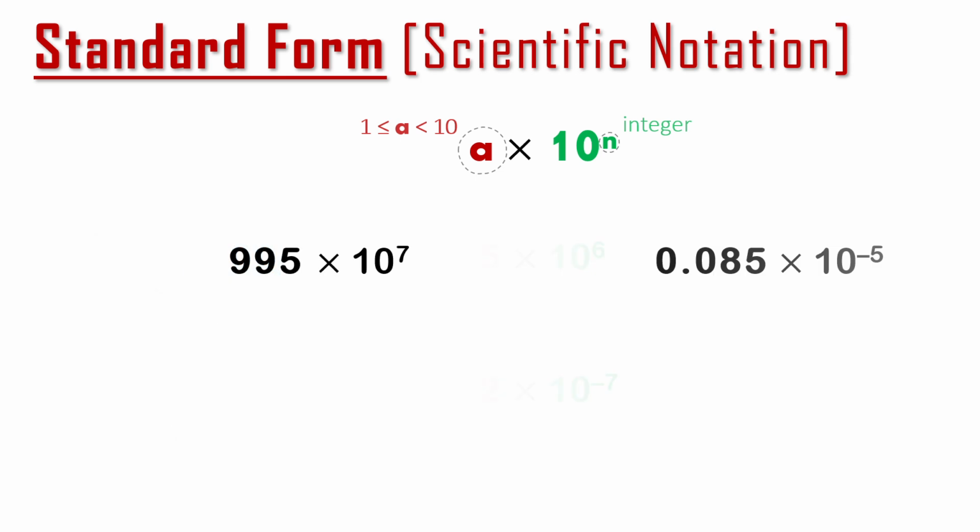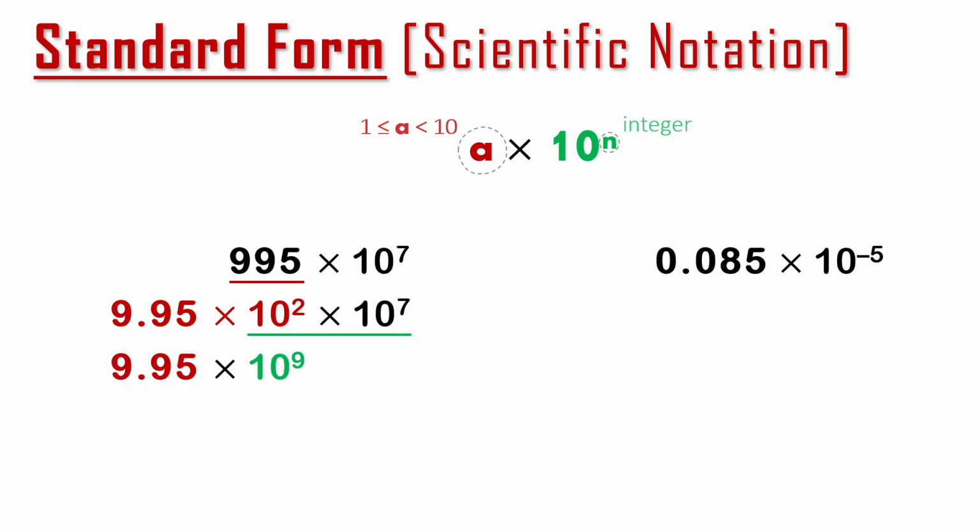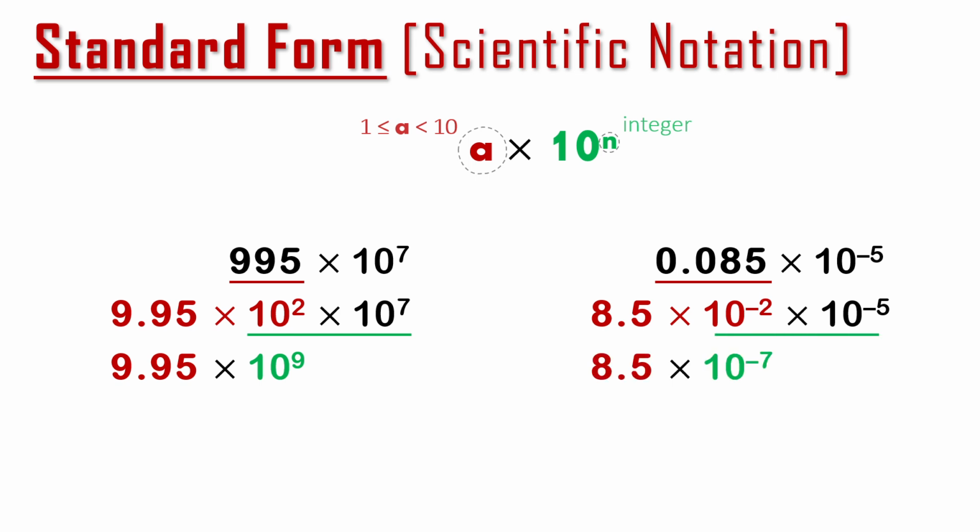What about numbers like these? These guys aren't in standard form yet. Let's fix that. 995 is the same as 9.95 times 10 squared. And when we multiply that with 10 to the 7th, we get 9.95 times 10 to the 9th. 0.085 is the same as 8.5 times 10 to the negative 2. And when we multiply that with 10 to the negative 5, we get 8.5 times 10 to the negative 7.